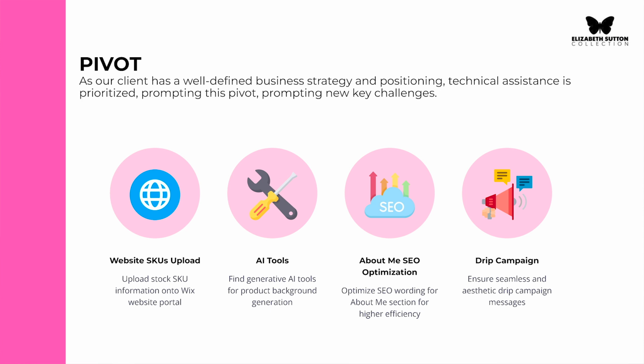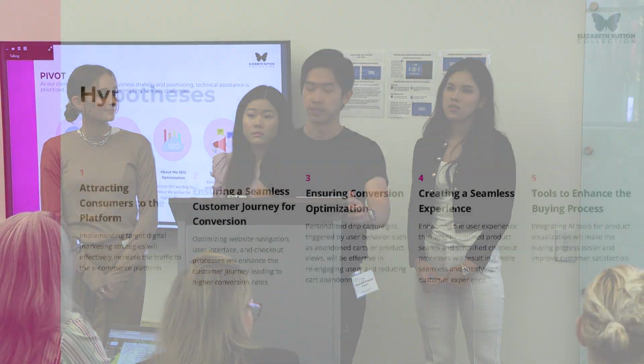So these are the 4 deliverables we aligned with Elizabeth. The first one is to upload all of her SKUs onto the website. 2 is to provide AI tools that would help customers visualize the product. 3 is to optimize the SEO on the About Me page. And lastly is to add a seamless drip campaign.